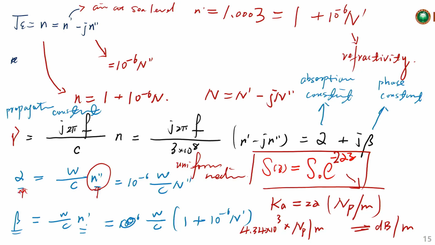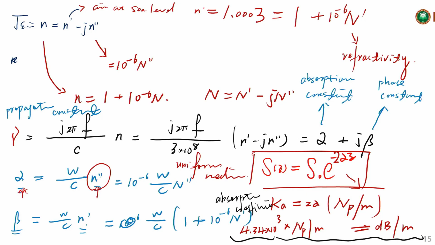So we really want to transfer it. Then you calculate the absorption coefficient. This is the absorption coefficient, and I express it in dB per meter. So we multiply by 4.34 times 10 to the power 3 to calculate that.